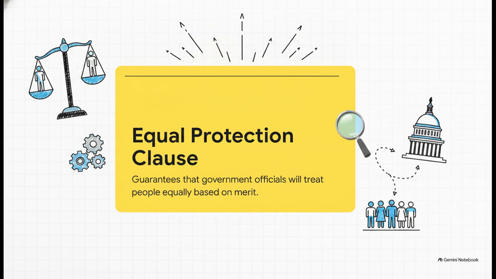It prevents publicly funded entities, we're talking your local public school, state universities, your town government, from treating you differently without a very valid legal reason. Because of this clause, government actions have to treat similarly circumstanced people exactly alike.